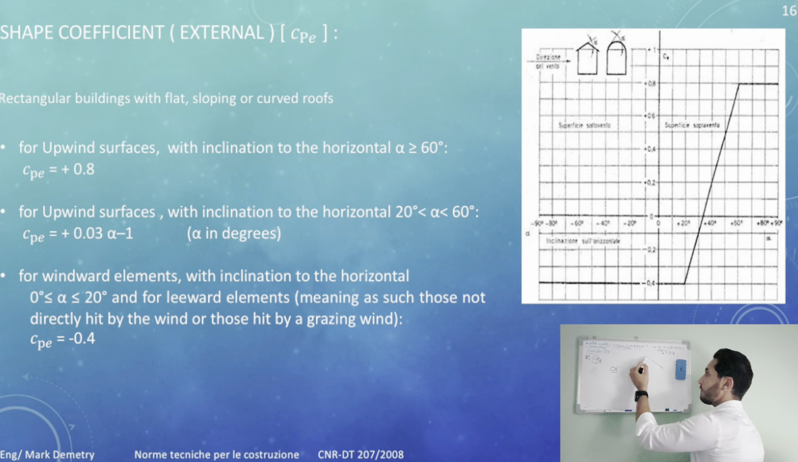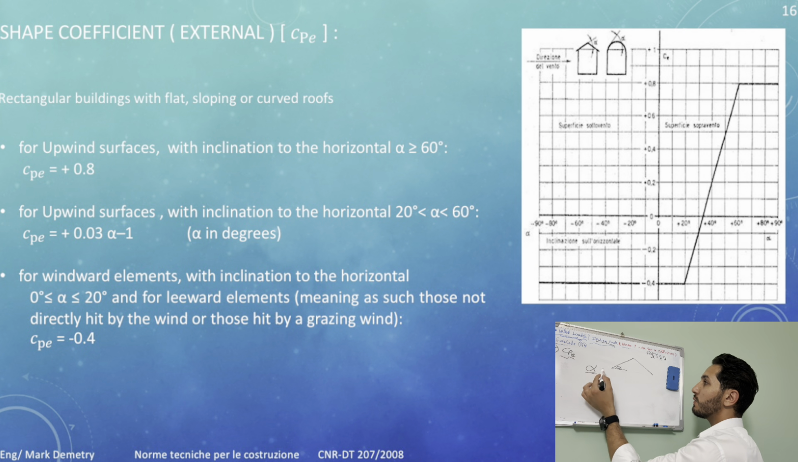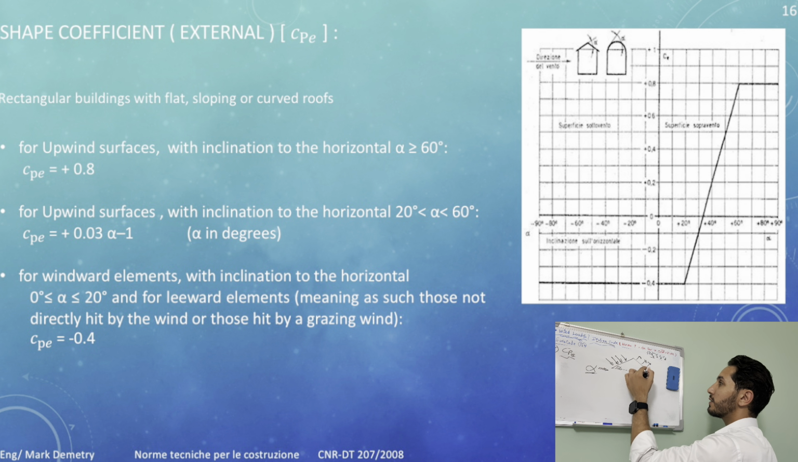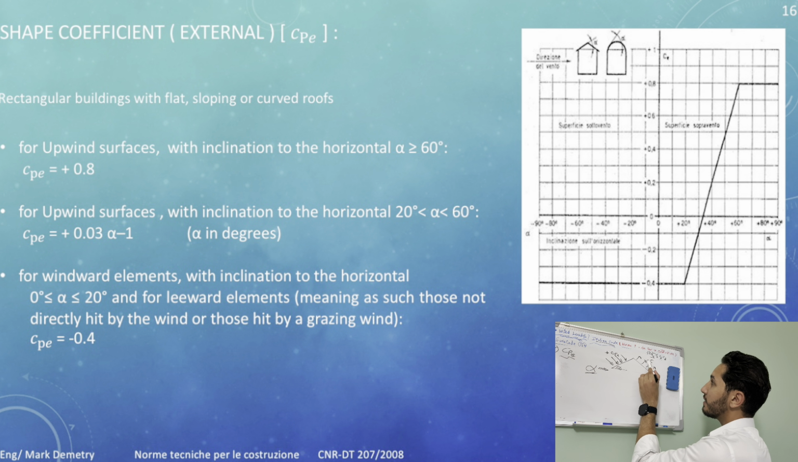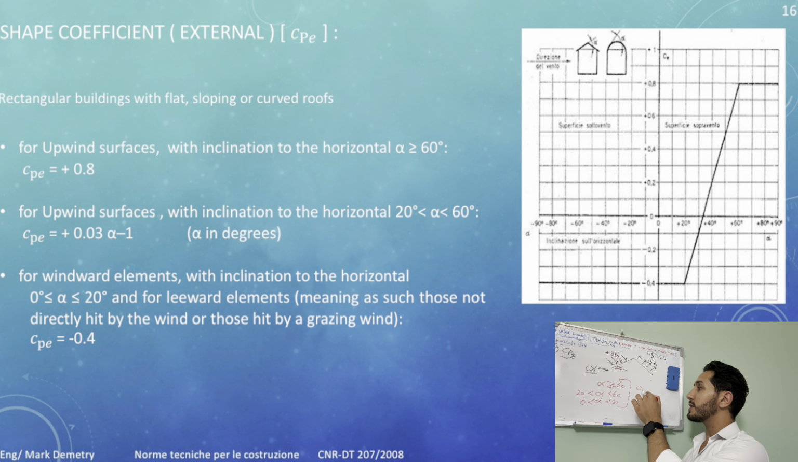What is the slope in here? If we have the building, it looks like this. This is alpha in here. What's going to happen when the wind acts from this side? We have the load acting on here and also in here, right? This will be positive CPE, while this one will be negative CPE. The values of this CPE depend on the slope alpha. If alpha is bigger than or equal to 60, or if alpha is bigger than 20 but less than 60, or if alpha is from 20 to 0, here you can find in the figure in front of you the values of this CPE.